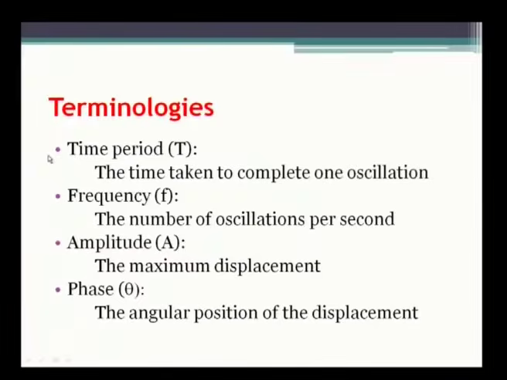Now, let us have a look at the terminologies involved in oscillation, and these are the most often used. Time period is the time taken to complete one oscillation, measured in seconds. Frequency is the number of oscillations happening per second, measured in second power minus 1 or hertz. Amplitude is the maximum displacement, measured in meter. Phase is the angular position of the displacement, measured in radian.